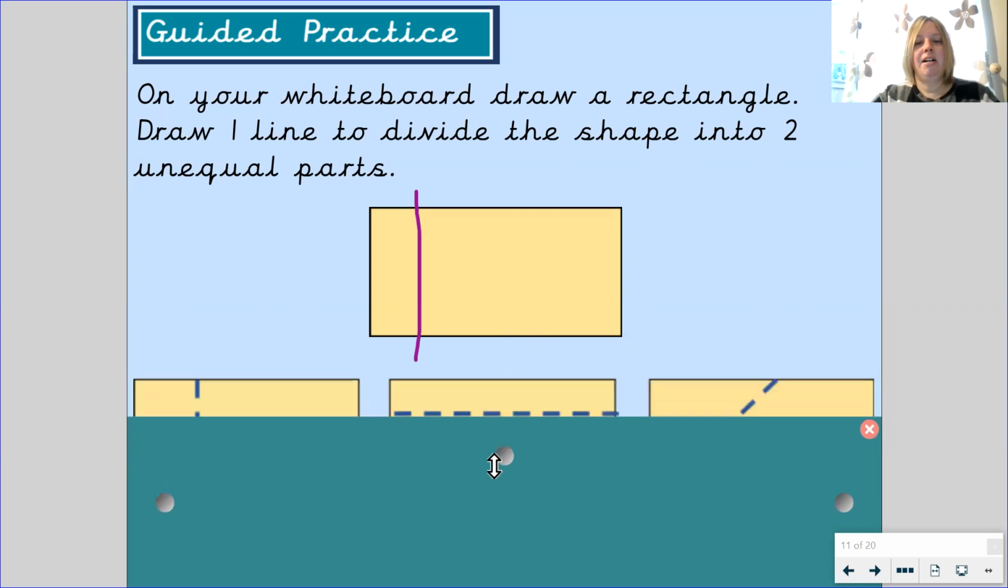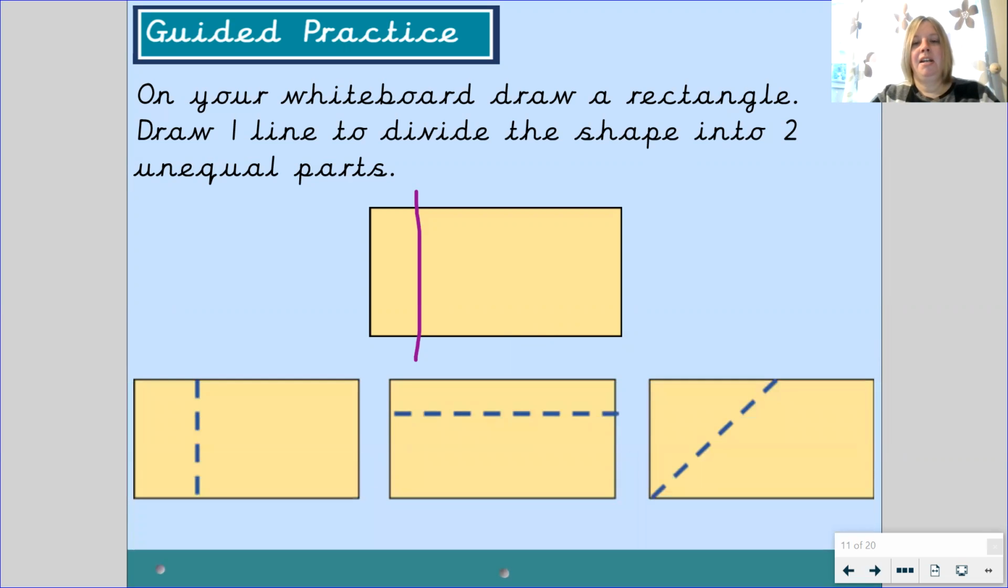Let's have a look at the answers. You may have found different ways because there are lots of ways that you could divide the rectangle into two unequal parts. Unequal means the parts are different sizes.